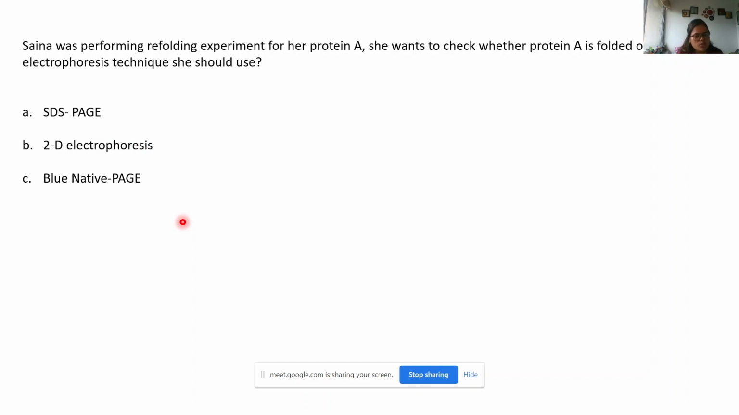Can I get some response here? Which electrophoretic technique should she be performing if she wants to study a protein in its folded structure? She had performed a refolding experiment. Now she wants to check whether her protein of interest, protein A, is folded properly or not, and she has an idea that this protein is folded in a particular structure. Can anyone guess which technique should be used?